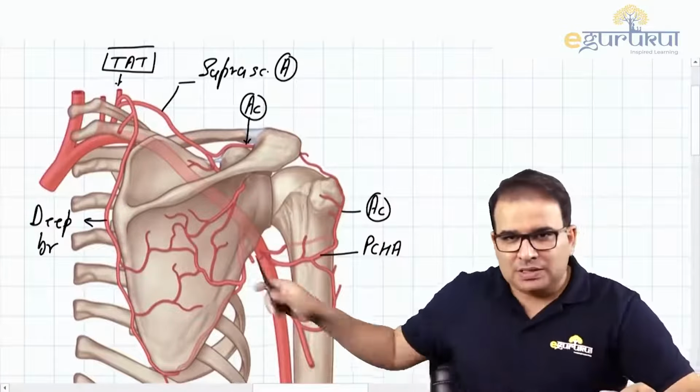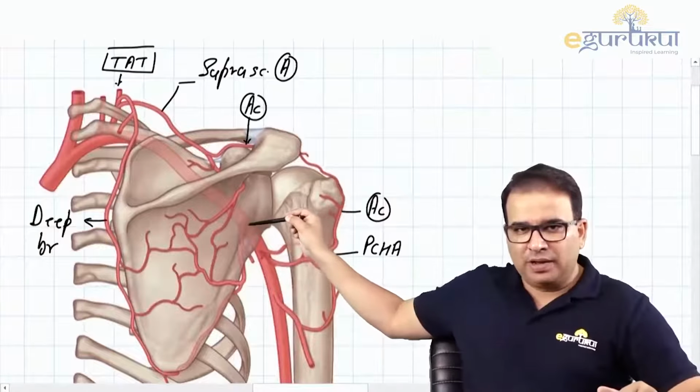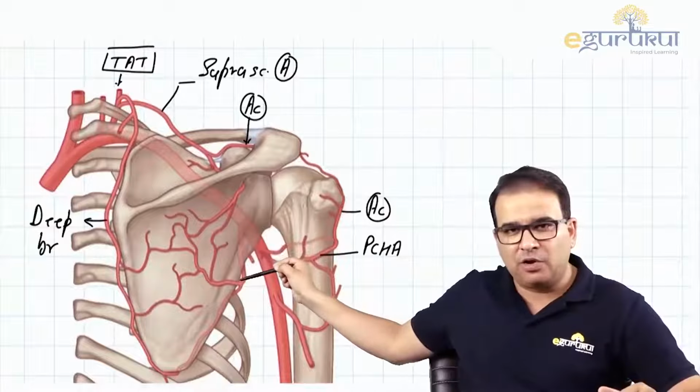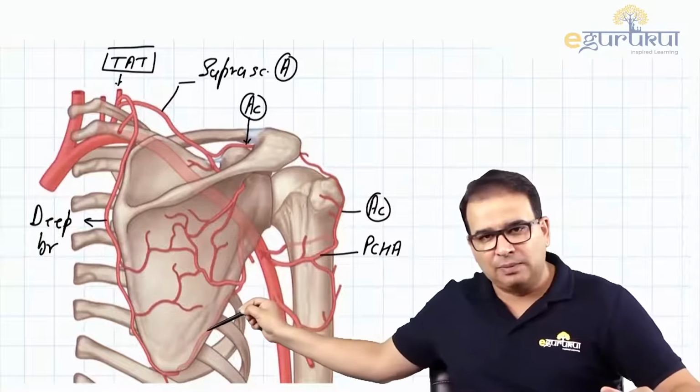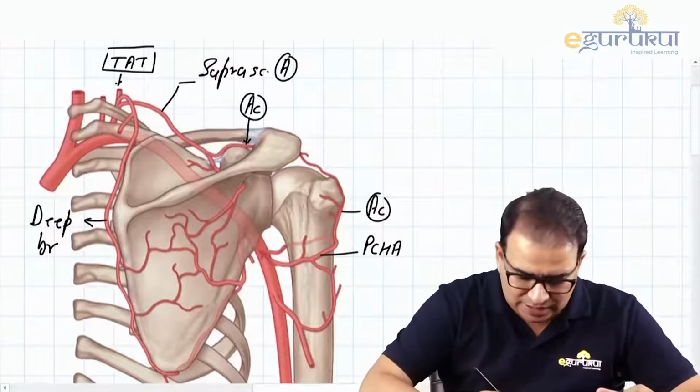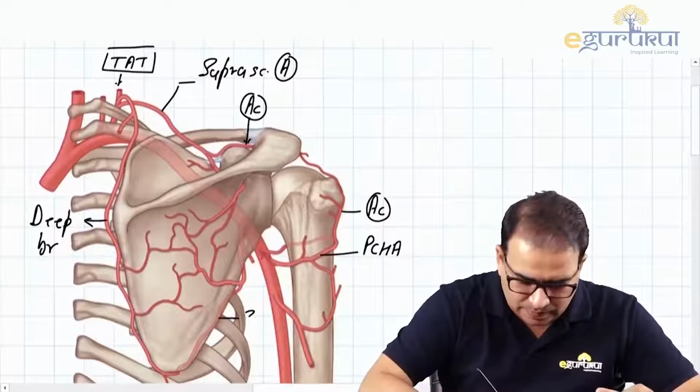Look at the branch which you can see. I hope you can follow this pointer here. Look at this artery which is going down here. That is a subscapular artery which will continue like this along the lateral border of the scapula till the inferior angle. So this artery here is subscapular artery.